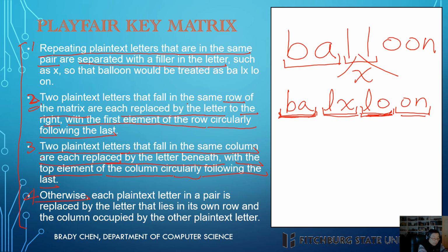Now, rule number 4 is basically the typical case. Each plain text letter in the pair is replaced by the letter that lies in its own row and the column occupied by the other plain text letter. So if the two letters in the unit are not in the same row or the same column, they form a rectangle. Then we choose the letters in the other two corners of the rectangle. Let's take a look at the next slide.